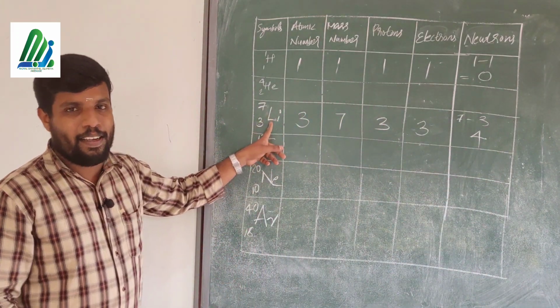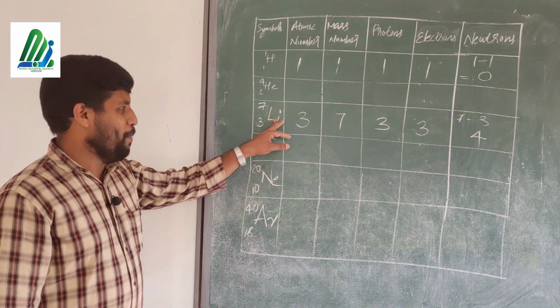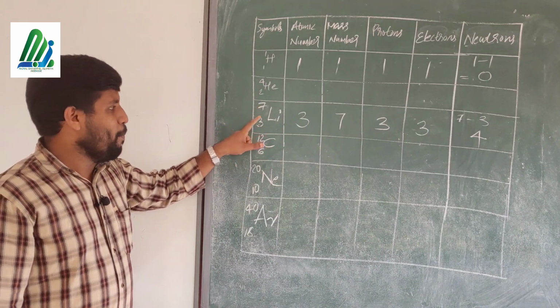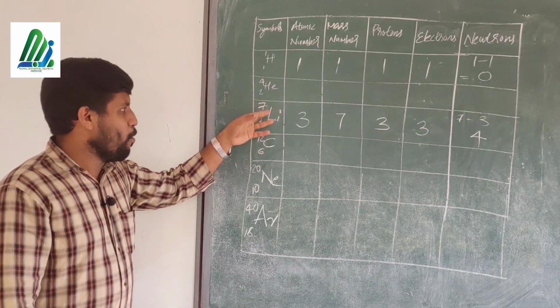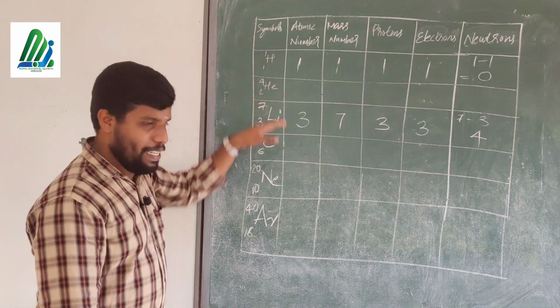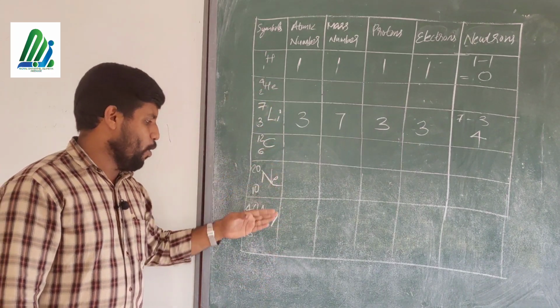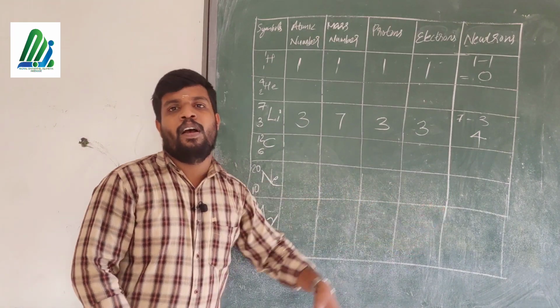So that is very easy. This type of question will always be asked in our examination. So for lithium, we have the symbol, then the atomic number, and at the top the mass number. The atomic number is equal to the number of electrons and protons, and the number of neutrons is equal to mass number minus atomic number. Like this, calculate the answers for carbon, neon and argon, and complete the table. This is also for your homework.